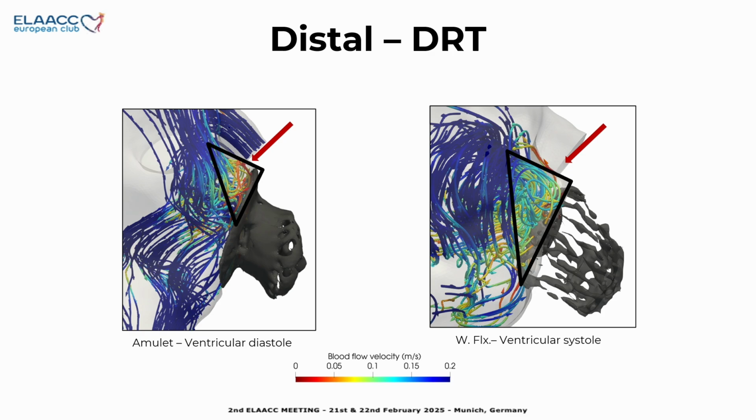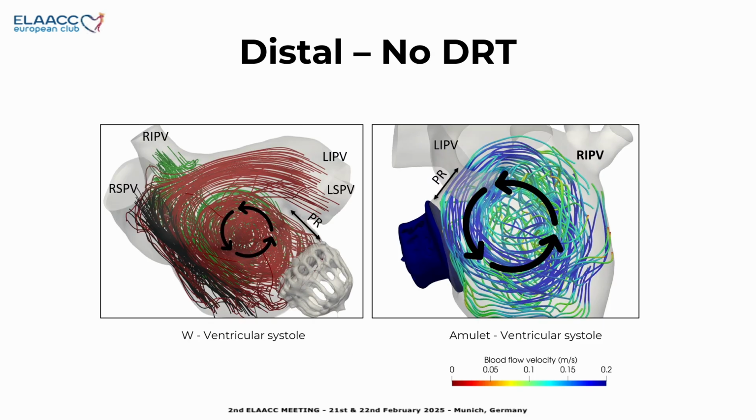But of course, if you put it distally, it would be more likely to have these kinds of situations even if your heart is beating in a sinus rhythm. But I'm not saying that if you place it distally, you will have DRT, not at all. So here you have two examples with Watchman and Amulet that you place distally and the washing was perfect.